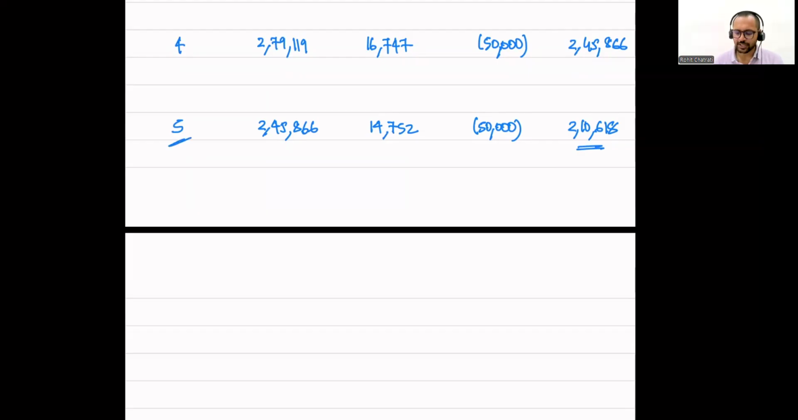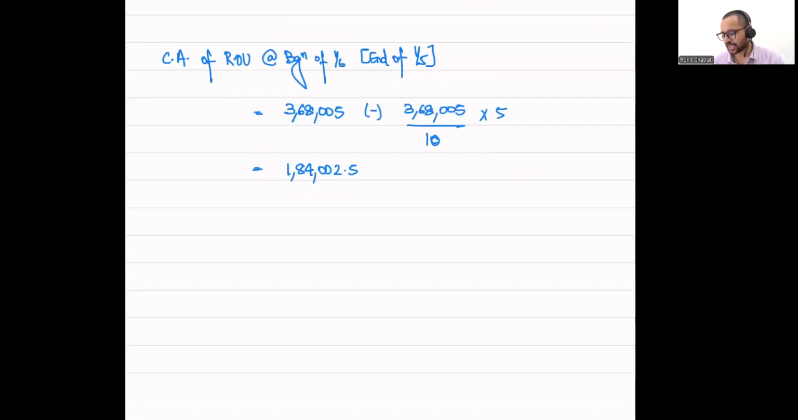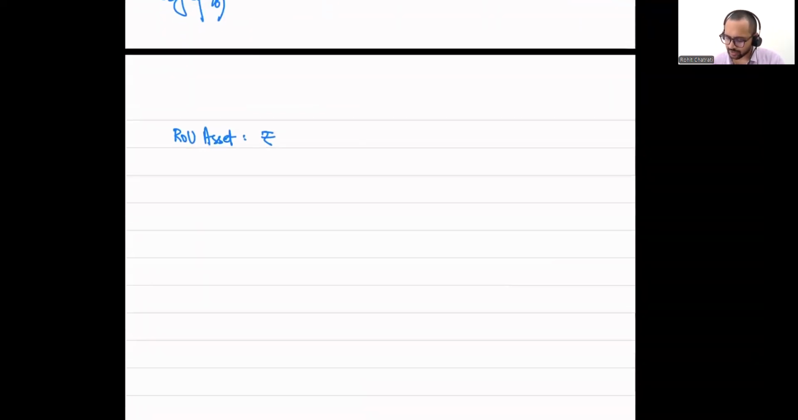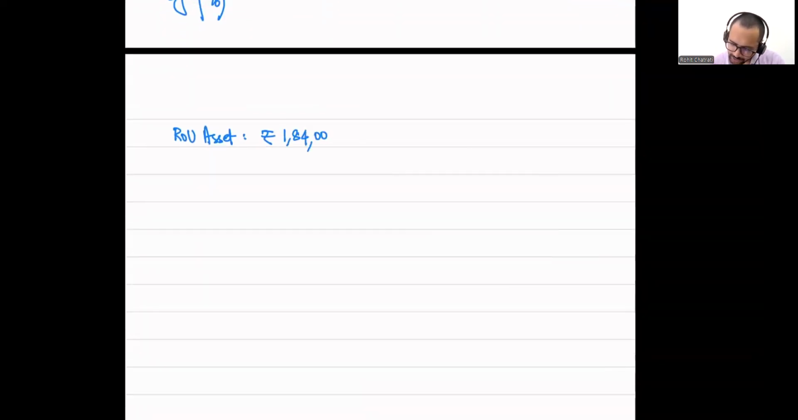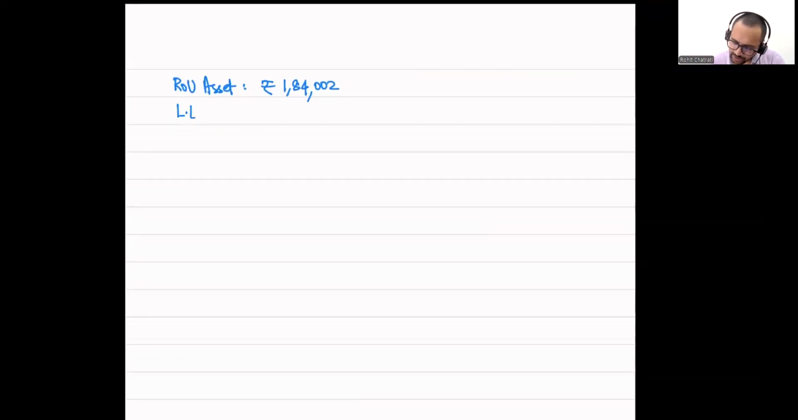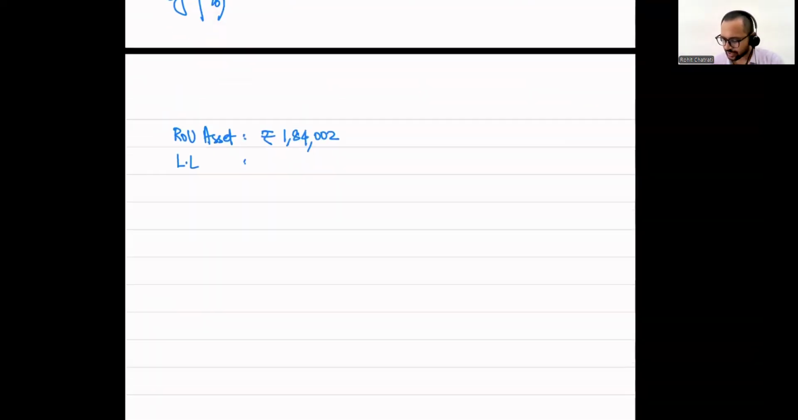The end of year 5 is nothing but the beginning of year 6 as well. So at the beginning of year 6, I have a lease liability of 2,10,618. Let me just plot it. I have an ROU asset of rupees, and I calculated the ROU asset carrying amount as 1,84,002. I'm writing it without decimals for the sake of convenience. And I have a lease liability of rupees 2,10,618. Both of them are at the beginning of year 6.